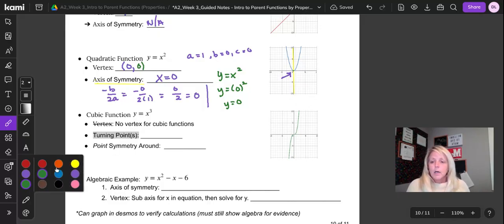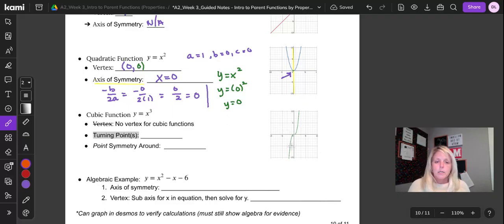Our cubic function, y equals x cubed, does not have a vertex. Instead, we have what's called a turning point. You can see where your graph changes from being a downward facing parabola, and you can kind of see the other half would look like this, to an upward facing parabola, and the other half would look like this. So we see where it makes that turn, and that would be our turning point. And for this graph, it's at 0, 0.